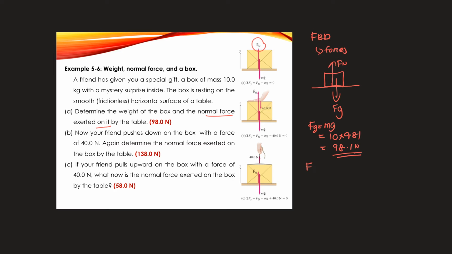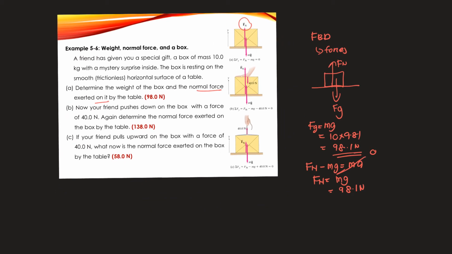If the question asks you to find the normal force, because this object doesn't move, it means that it should be Fn minus mg. Supposedly it should be equal to ma, but because it doesn't move, this is going to be 0. So your normal force will be equal to your gravitational force, which is 98.1 Newton. Okay, let's move forward with the next one.